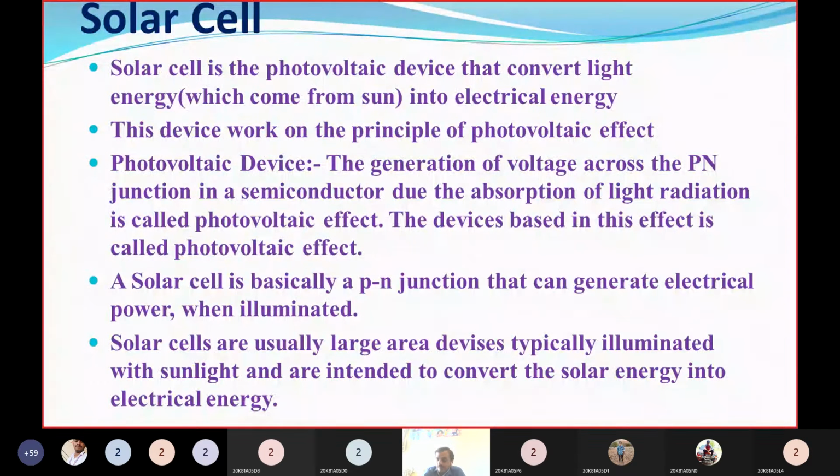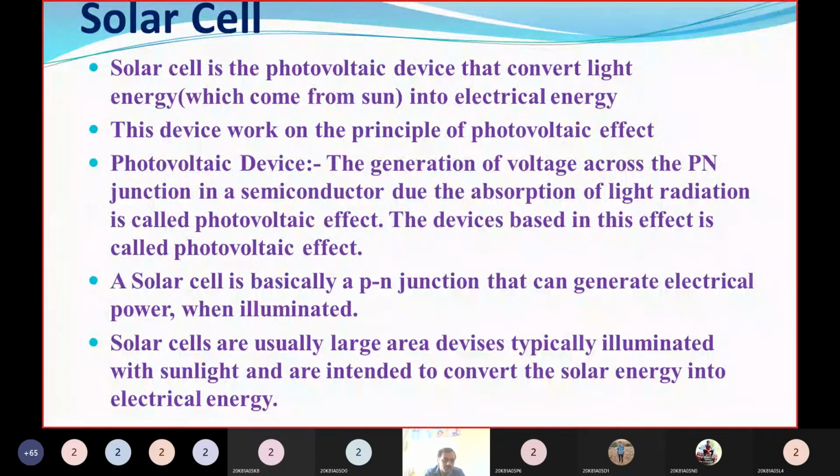So already we discussed yesterday what is the difference between the solar cell and a photodiode. In case someone is unmuted, mute yourself. So we discussed the difference between the solar cell and photodiode.